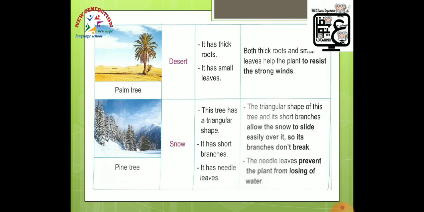Number four, pine tree. Pine tree lives in snow. This tree has a triangular shape. Why? To allow the snow to slide easily over it, so its branches don't break. And it has short branches, and it has needle leaves. Why? To prevent the plant from losing water.